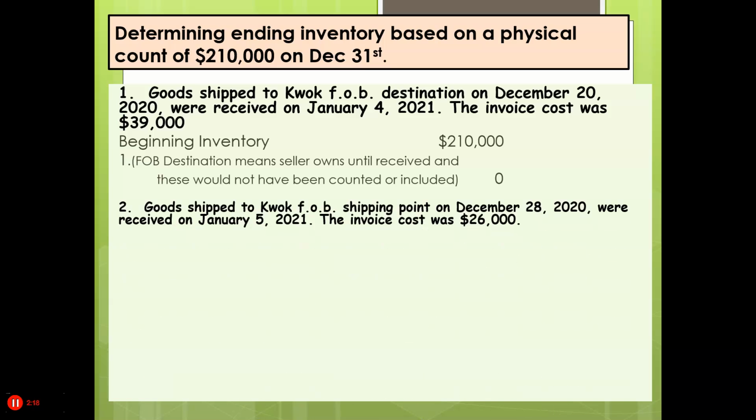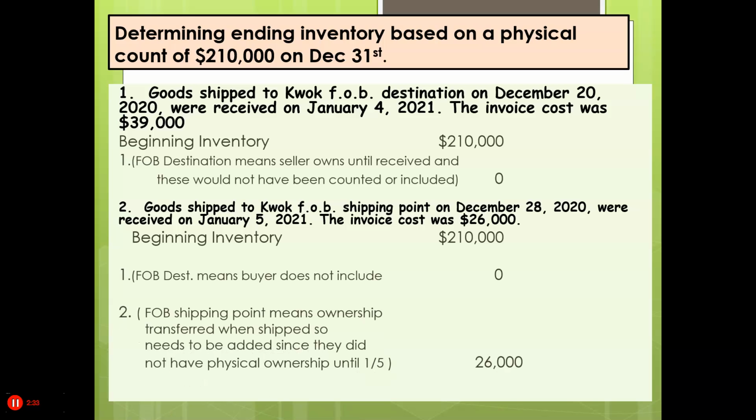Now, goods shipped to Quoc FOB shipping point on December 28th were received on January 5th. The invoice cost $26,000. Now, in this example, it would be included in our inventory, even though we physically don't have it, but ownership has transferred.